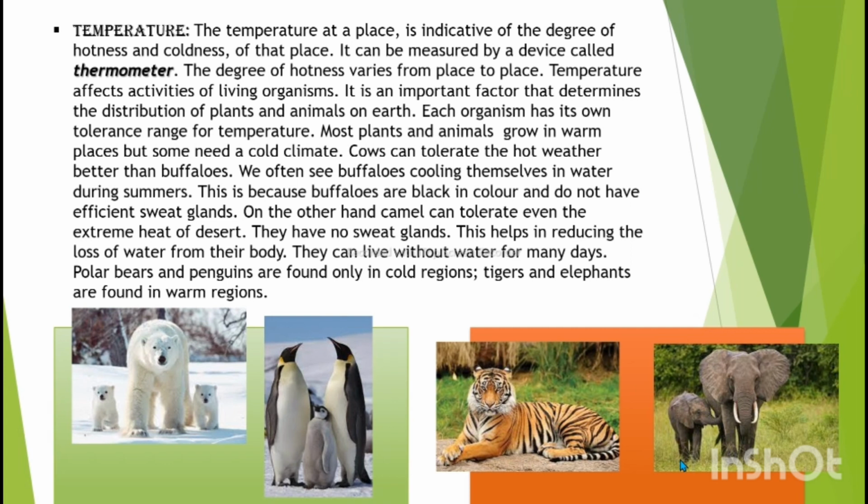Cows can tolerate the hot weather better than buffaloes. We often see buffaloes cooling themselves in water. This is because buffaloes are black in color and do not have efficient sweat glands. On the other hand, camels can tolerate even the extreme heat of the desert. They have no sweat glands. This helps in reducing the loss of water from their body. They can live without water for many days. Polar bears and penguins are found only in cold regions. Tigers and elephants are found in warm regions.